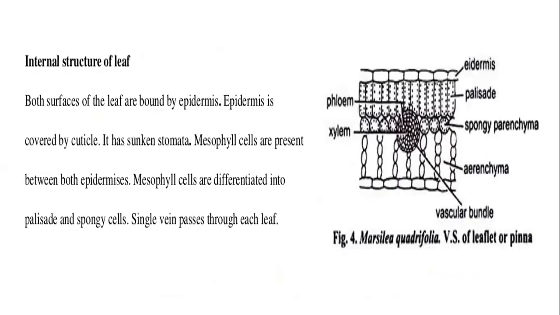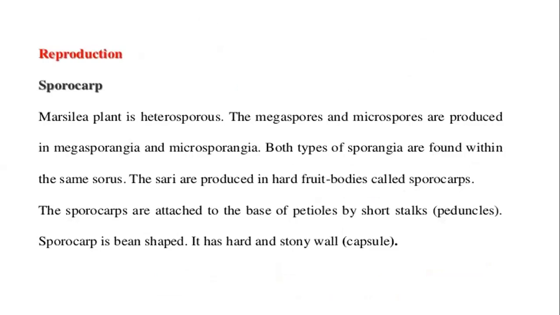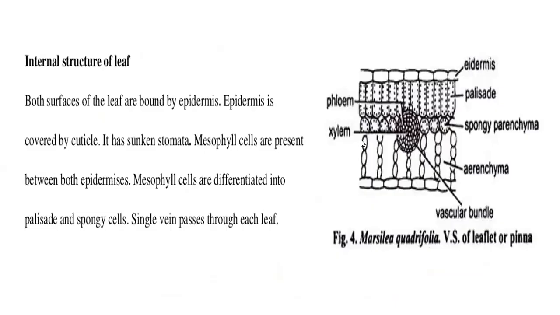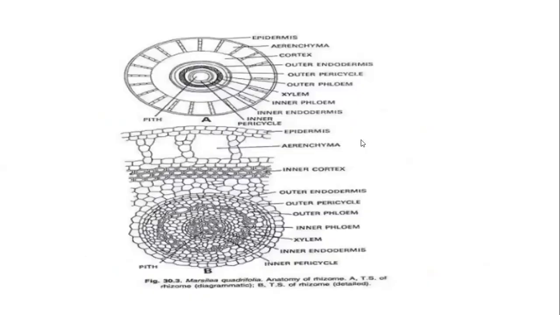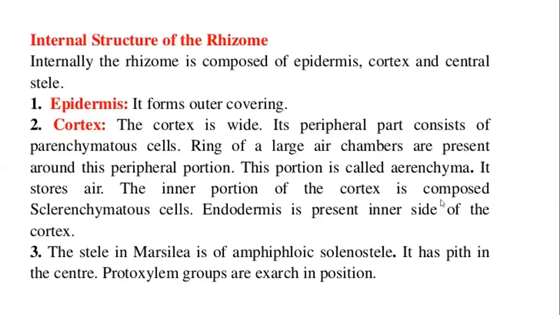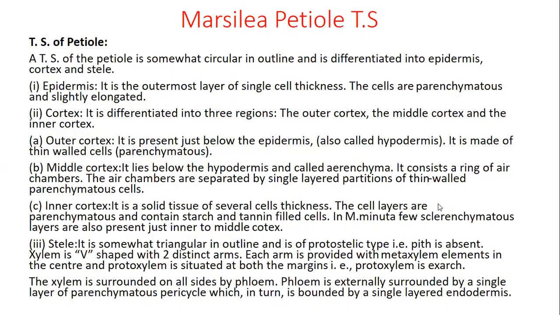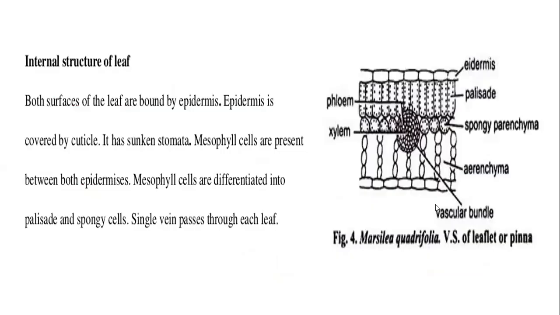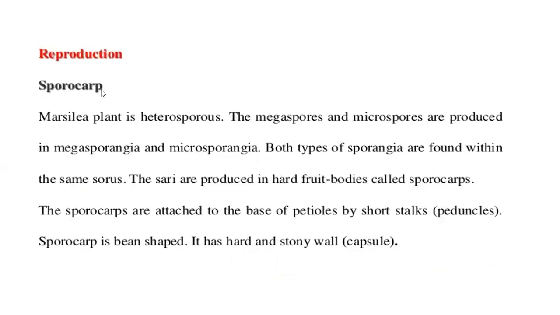Right. Next, we are moving on to the reproduction point of view. Now, at the time of reproduction, I told you here, in the external morphology, at the time of reproduction, these Marsilea plants, at the base of the leaflet, we can see the development of some reproductive structures, or we can call them the fruiting bodies, called the sporocarp.